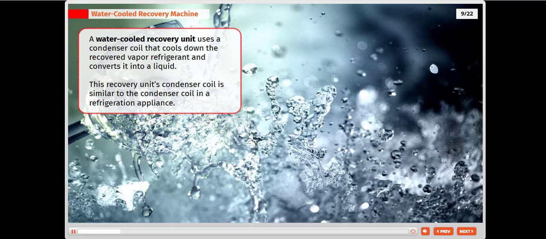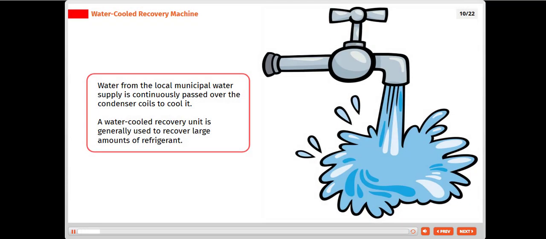A water-cooled recovery unit uses a condenser coil that cools down the recovered vapor refrigerant and converts it into a liquid. This recovery unit's condenser coil is similar to the condenser coil in a refrigeration appliance. Water from the local municipal water supply is continuously passed over the condenser coils to cool it. A water-cooled recovery unit is generally used to recover large amounts of refrigerant.